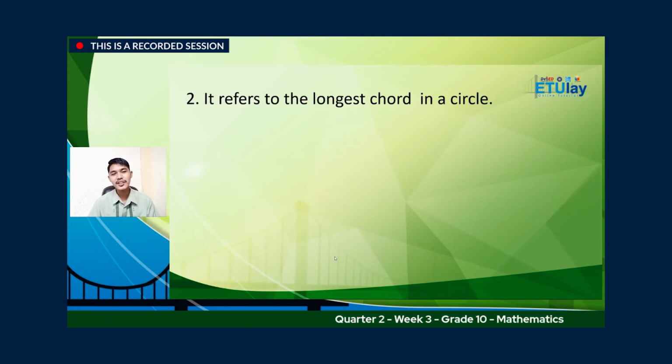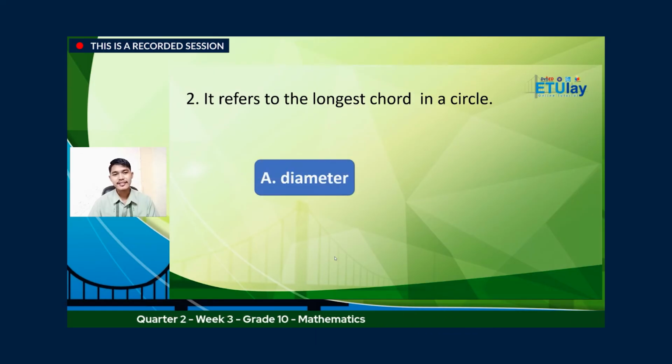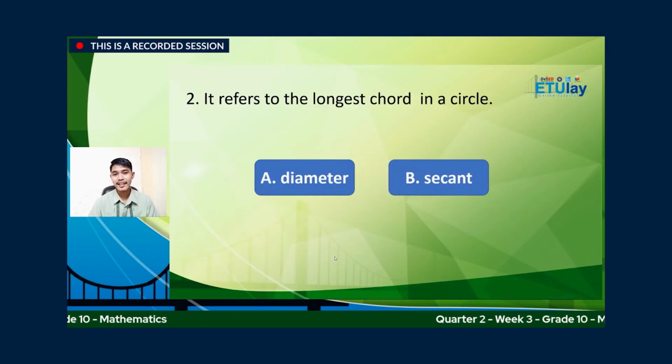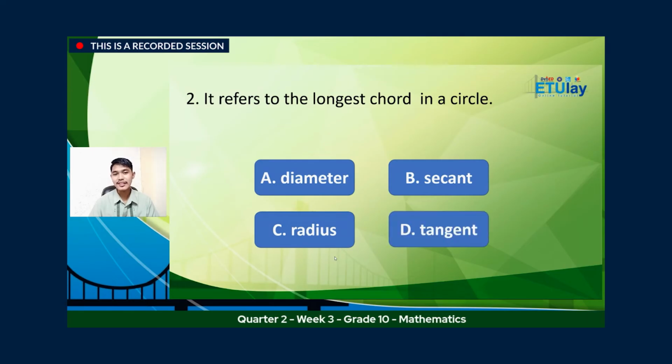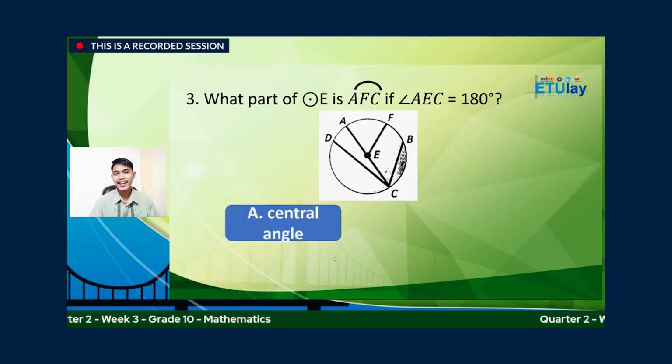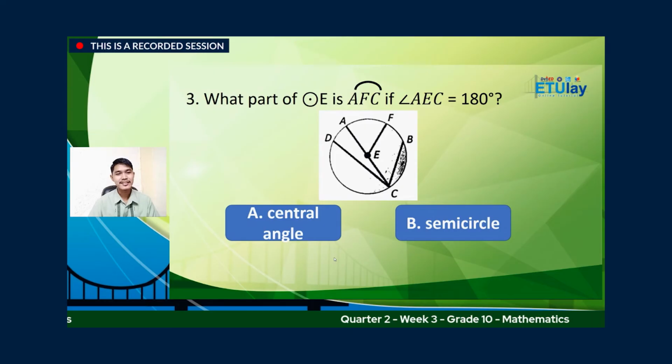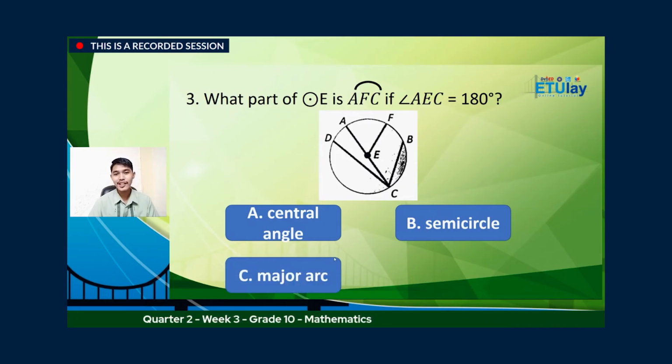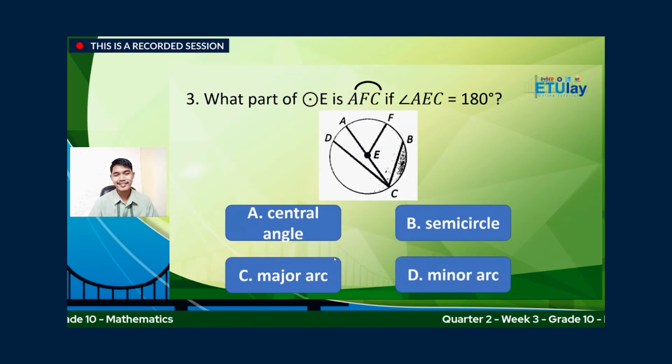How about number 2? It refers to the longest chord in a circle. A, diameter, B, secant, C, radius, or letter D, tangent. What do you think is the answer? It is the longest chord in a circle. Mathletes, the correct answer is letter A, diameter. Number 3, what part of circle E is arc AFC if angle AEC is equal to 180 degrees? A, central angle, B, semicircle, C, major arc, or letter D, minor arc. Alin kaya dyan yung sagot, mathletes? The answer for number 3 is semicircle.